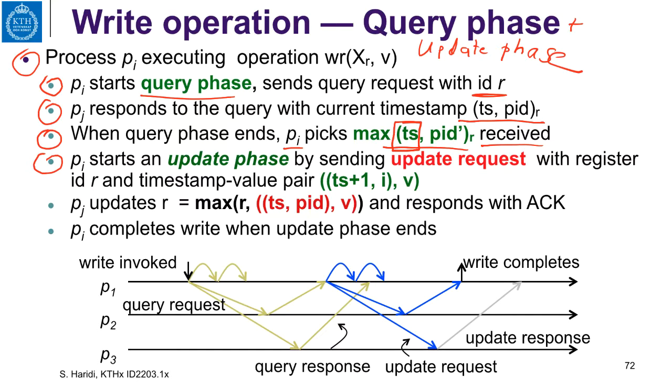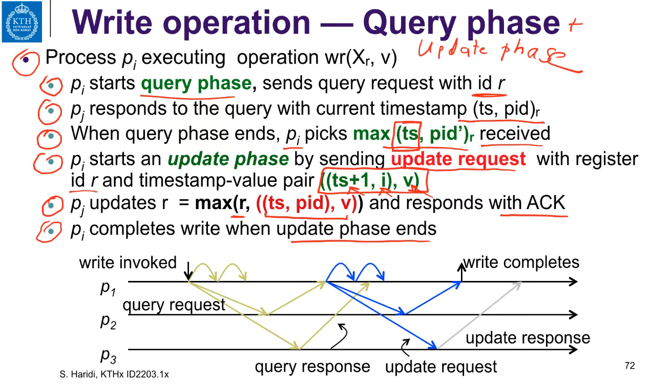So in the update phase, we start by sending an update request for register r with this timestamp value pair. Here is the process identifier, here is the incremented timestamp, and here is the value that this process wants to write. Every other process, as usual, updates its register to the max of the current value of the register and the value received in the message. And it responds with an acknowledgement. And of course, Pi then completes the write when the update phase ends.